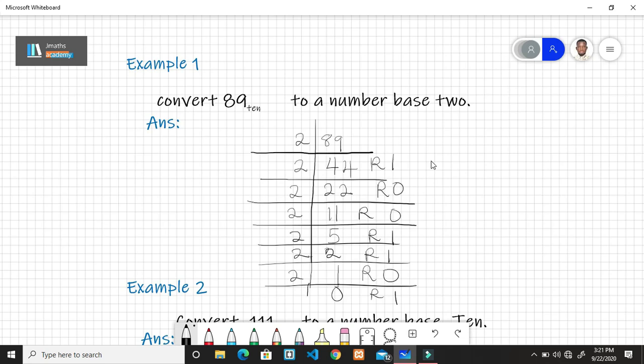So now, for you to convert 89 base 10 to base 2, you pick out the remainders starting from this side. So we have 1, 0, 1, 1, 0, 0, 1 to base 2. And this is our answer.